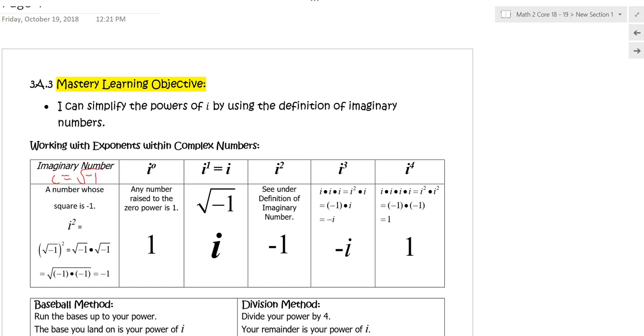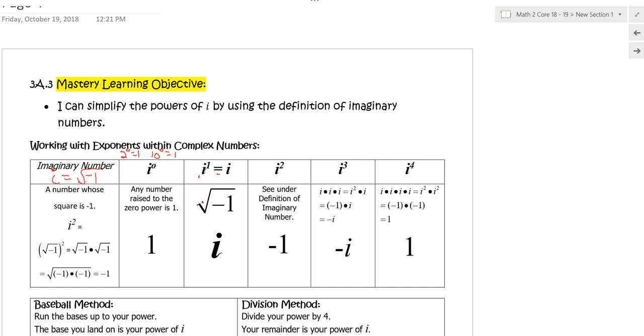So i to the 0, well, the rule for any number raised to the 0 is 1. Okay? So if you think about 2 to the 0 equals 1, 10 to the 0 equals 1, that's just a rule. So even i to the 0 equals 1. i to the first, right, remember we don't have to write an exponent if it's just 1, so it's just i, we know it's the square root of -1.